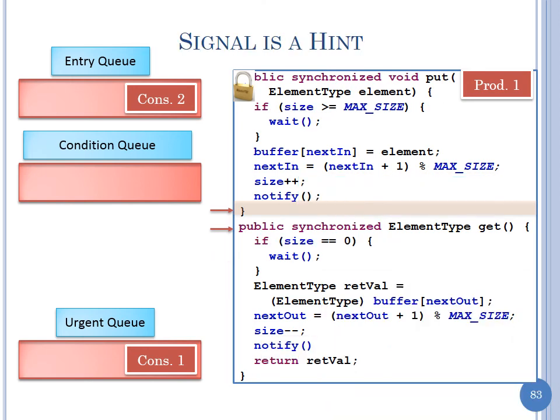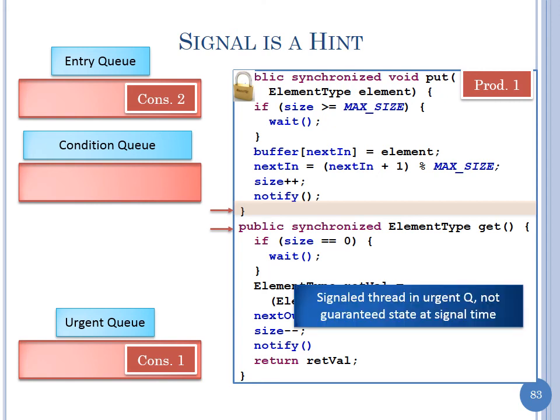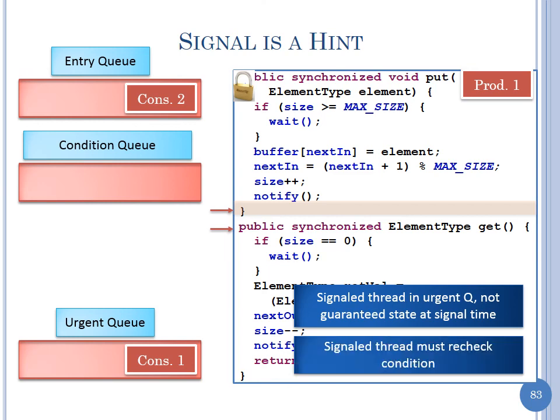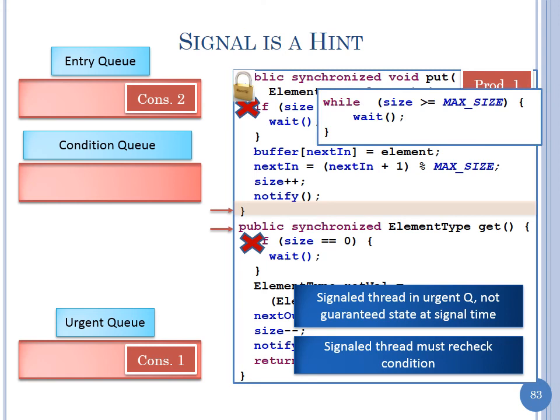So signal is a hint now. When the signal thread is in the urgent queue, the state is not guaranteed at signal time. So the thread must recheck the condition. So we don't do an if, we do a while. And we do a while here too. Even if you have multiple queues for conditions, you do a while.